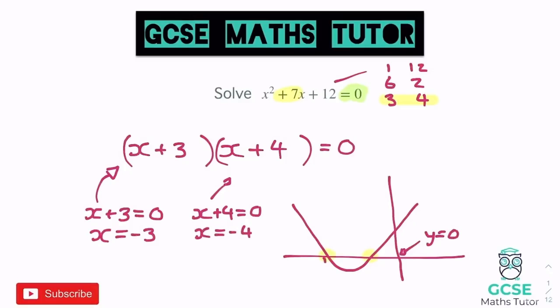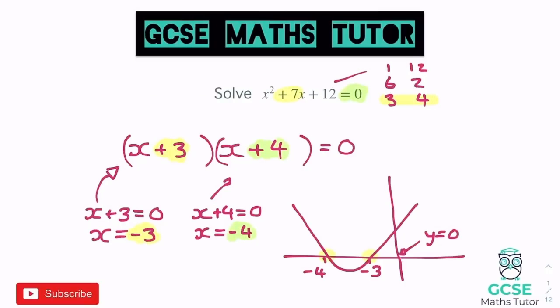If I label that on the graph here, we've got minus 3 and minus 4, and that's how I knew what the graph would look like. There's our two solutions: x is negative 3 and x is negative 4. But if you look at the bits in the brackets, we had a plus 3 in the bracket, and our solution ended up being negative 3. On the flip side, we had plus 4 in the bracket, and our solution ended up being negative 4.